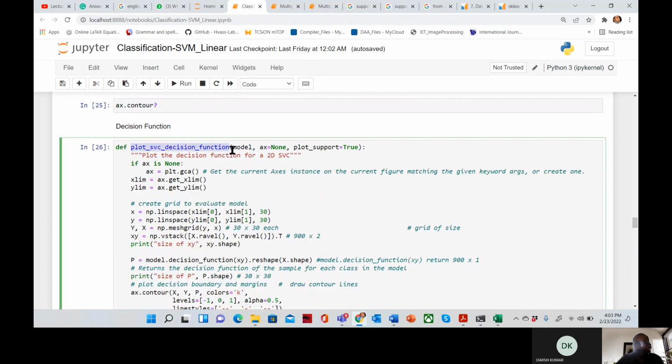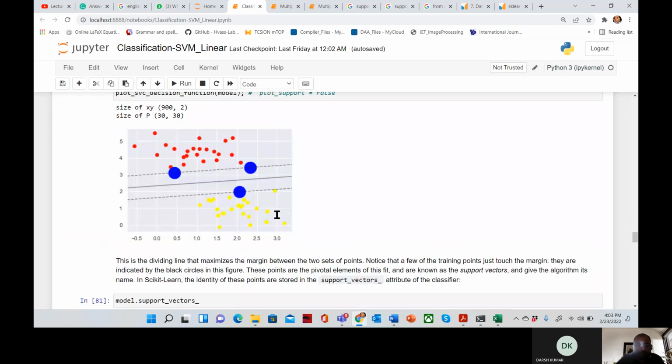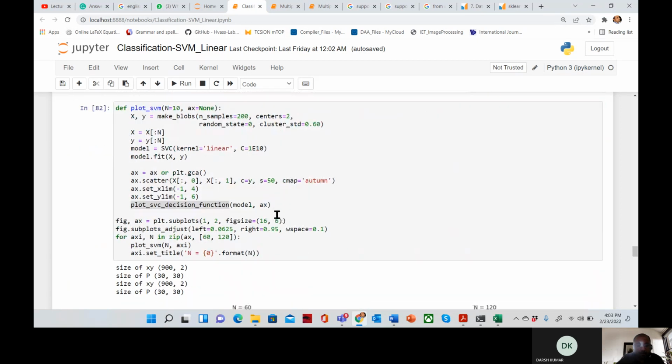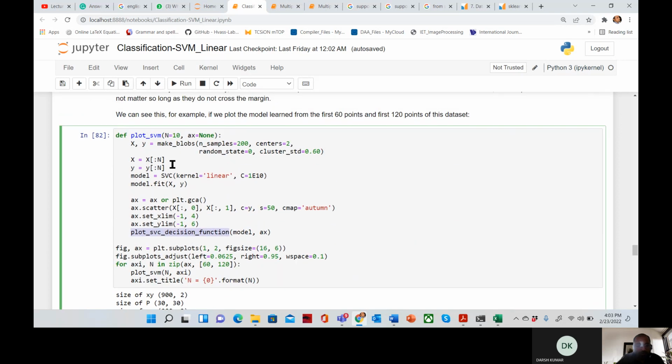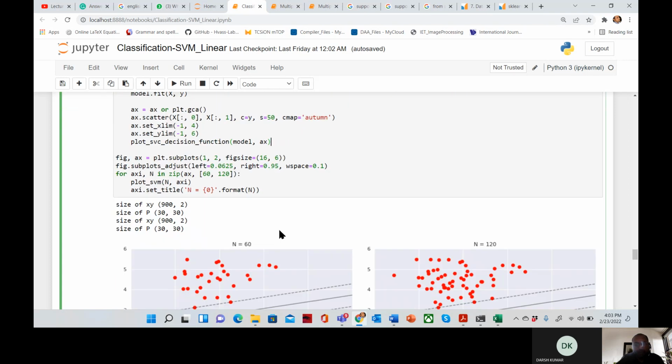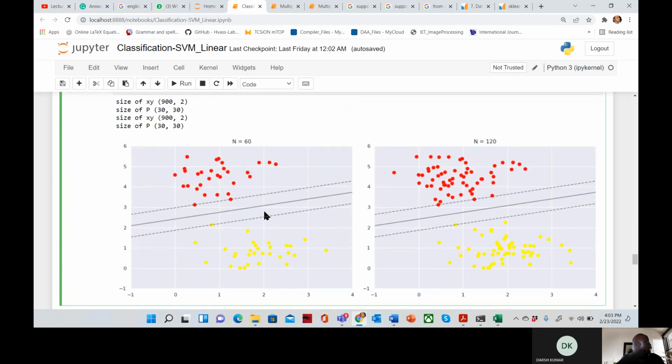Now this time we are passing this model, and we are plotting our model for 60 points only. For 60 points. Okay. So for 60 points you can see this is our graph here.